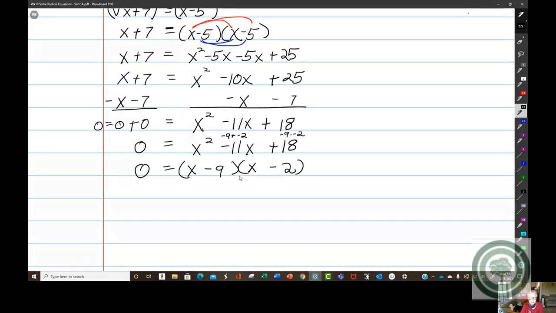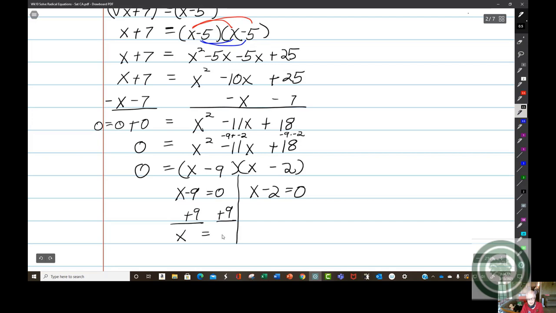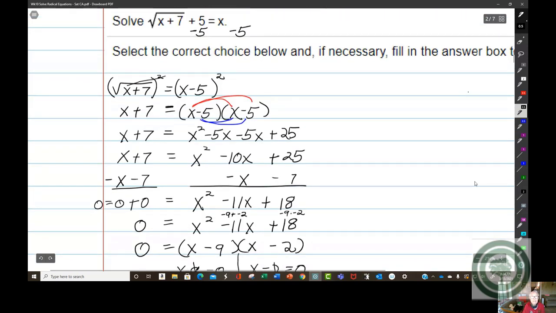And then I'll do what I did before, set each of those factors equal to 0. Add 9, add 9, x equals positive 9. Add 2, add 2, x equals 2, and there you go. So those are my possible answers, but just like before, I'm going to have to check my answers. Now, I have to go back to the first line. So we're going to check x equals 9 and x equals 2.